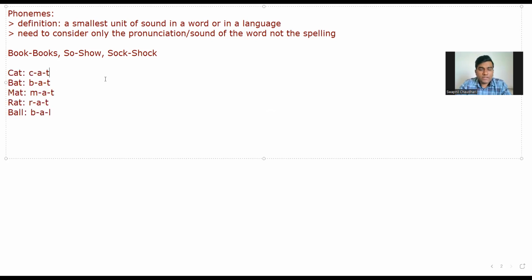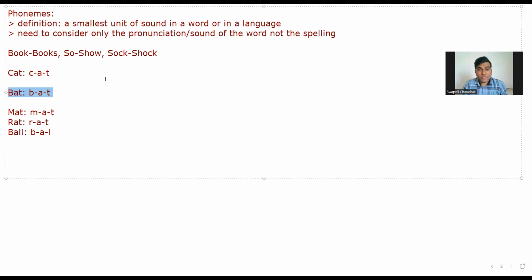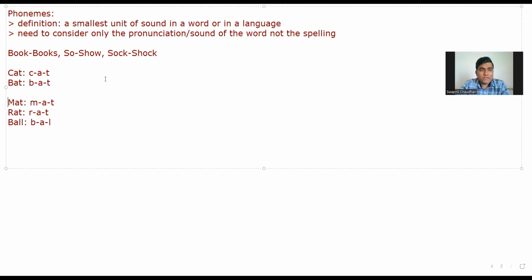All right, so you can see these words. We have the first word as cat. So in cat, how many phonemes, the smallest unit of sound, are there? Cat. Ka, a, t. Cat. So we have three phonemes, ka, a, and t. Right? And then we have bat. What about bat? How many smallest unit of sounds are there? Three. B, a, t. Right? And similarly, the cases with mat, rat.